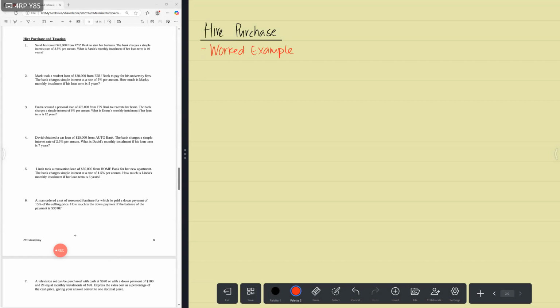Okay, so it is clearly stated that it charges a simple interest rate. So going back to the formula, I equals PRT over 100. This is for simple interest, and we're going to use this formula.